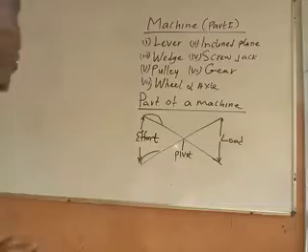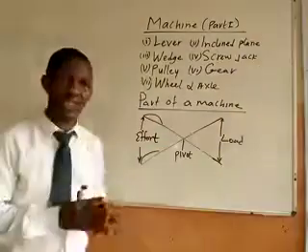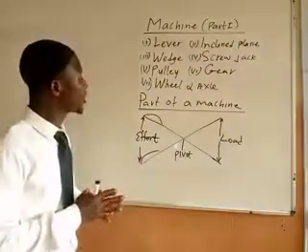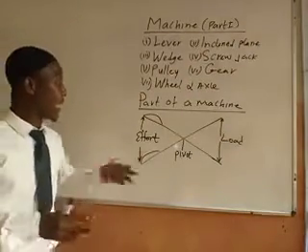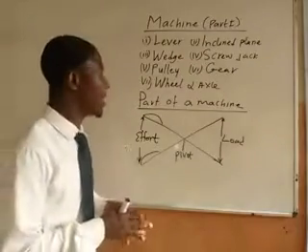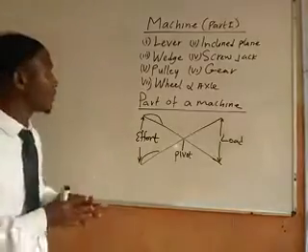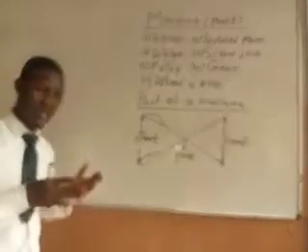Now our topic for today is machine. So we are going to divide the topic under machine into two. One will be based on types of machine and levers, which are classes. The second will be based on velocity ratio of machine. Now for today's own, we say machine. And what is a machine?